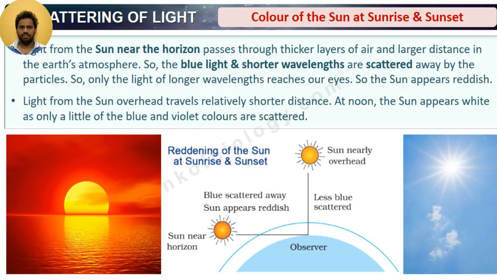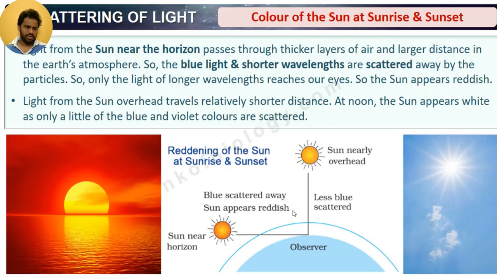Light from the sun near the horizon passes through thicker layers of air and a larger distance in Earth's atmosphere. So the blue light and shorter wavelengths are scattered away by the particles. So only the light of longer wavelength reaches our eyes. So the sun appears reddish. Okay, why does the sun appear reddish? Light from the sun overhead travels a relatively shorter distance. At noon, the sun appears white as only a little of the blue and violet lights are scattered.